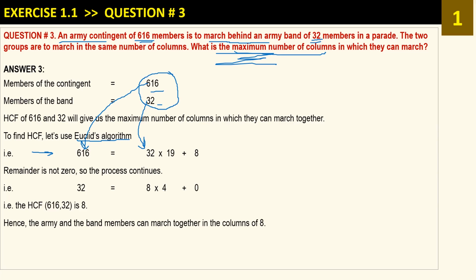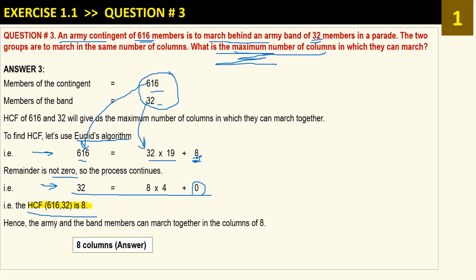In step 1, we see 616 is equal to 32 times 19 plus 8. The remainder 8 is not equal to 0, so we continue the process further, and we get 32 is equal to 8 times 4 plus 0. The remainder is 0, so we stop the process, and we get the HCF as 8. So the HCF of 616 and 32 is 8. That is the number of columns, and it is our answer.